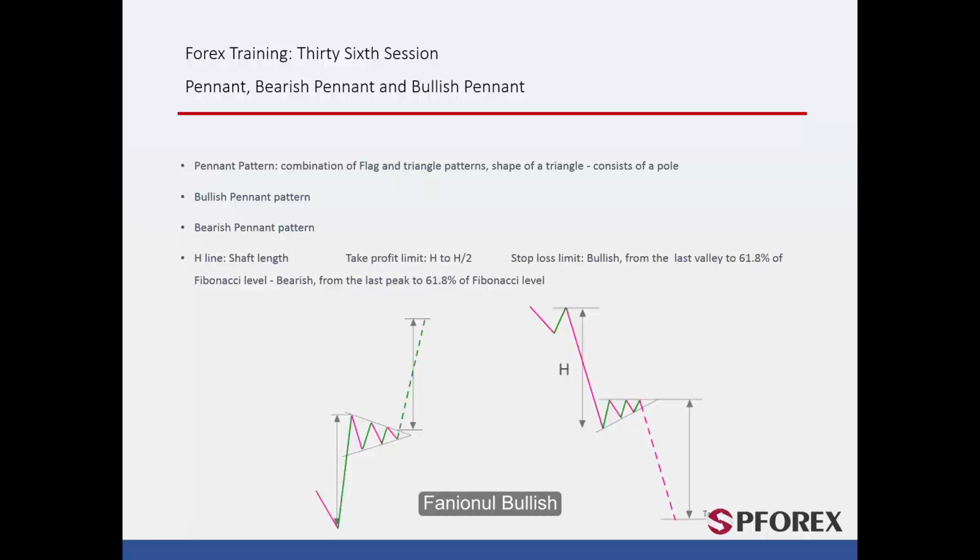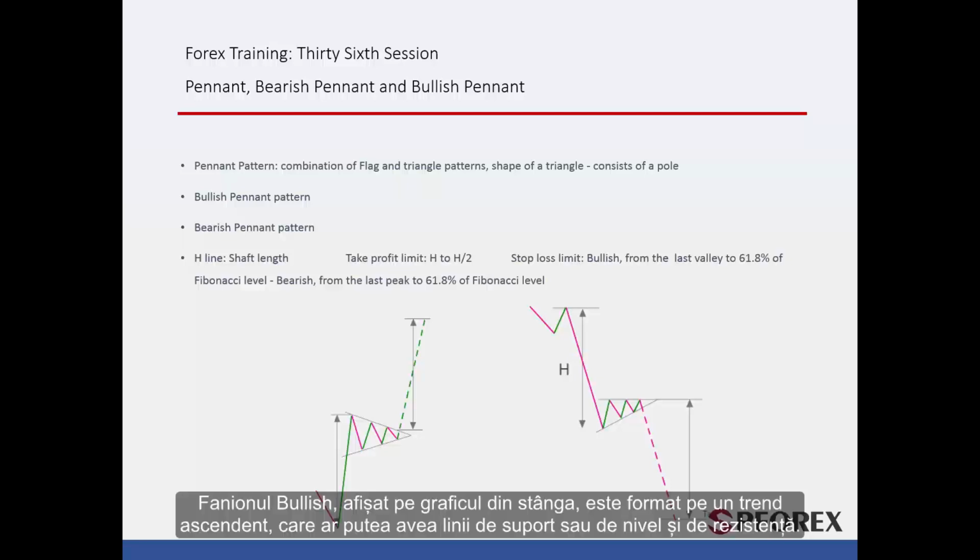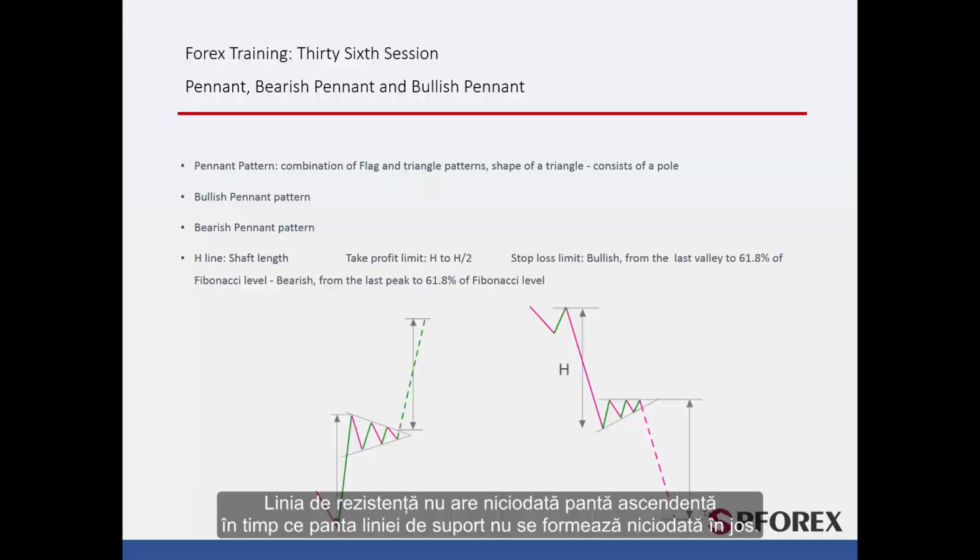Bullish pennant. Bullish pennant, shown on the left graph, is formed on an upward trend, which may have level or gradient support and resistance lines. The resistance line never has an upward slope, while the slope of the support line never forms downwards.